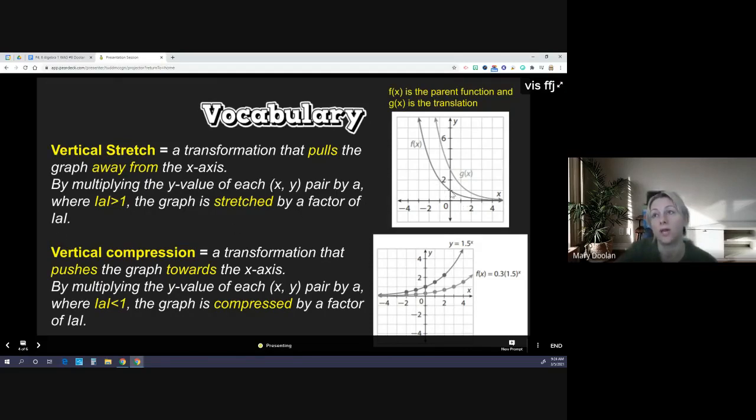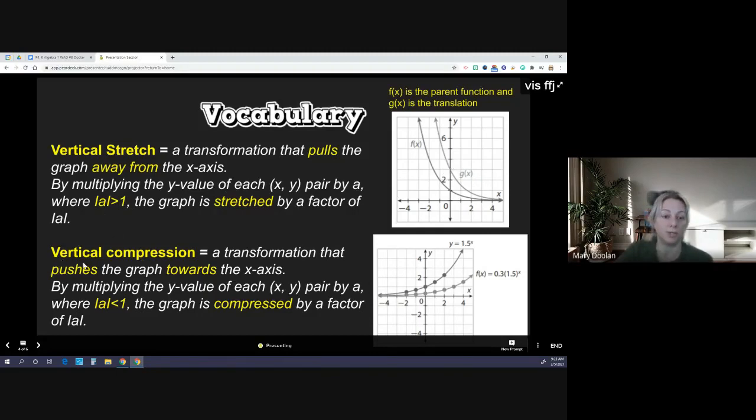Right here, the y-intercept of f of x is 1, and the new y-intercept is 3. So this is a picture where the parent function has been multiplied by a factor of a, where a is 3. Okay, and it stretched it.